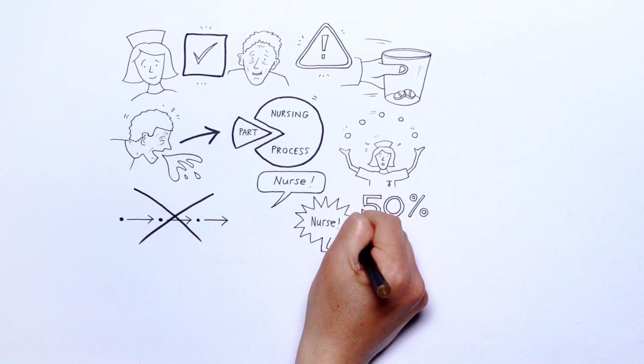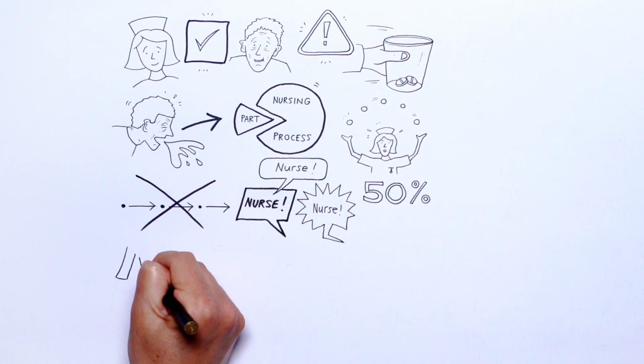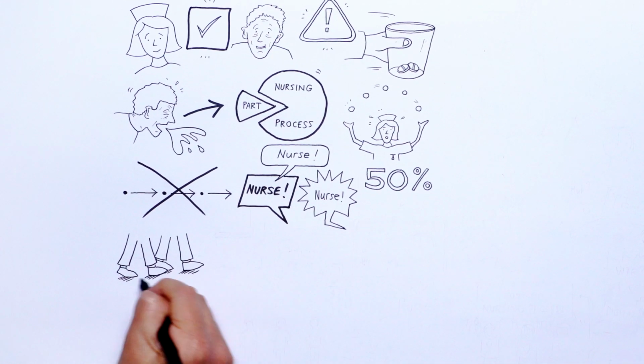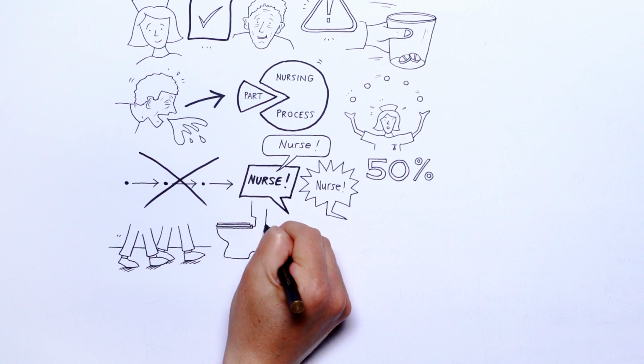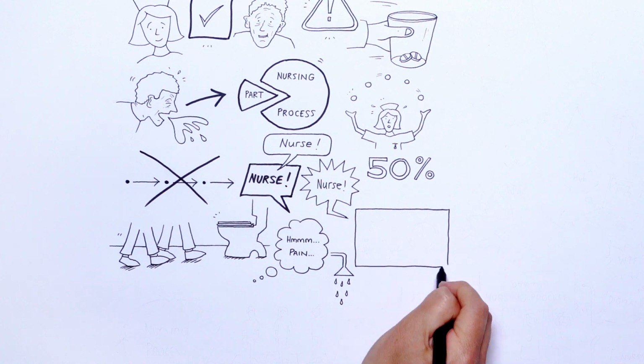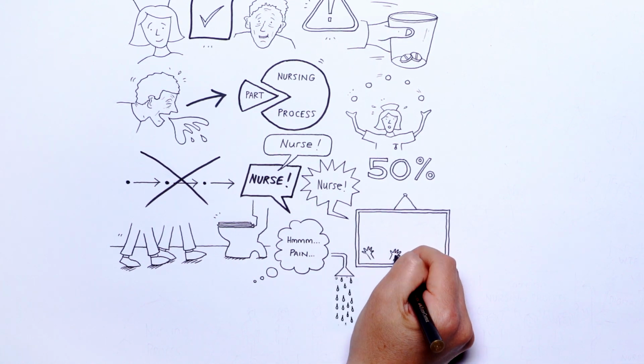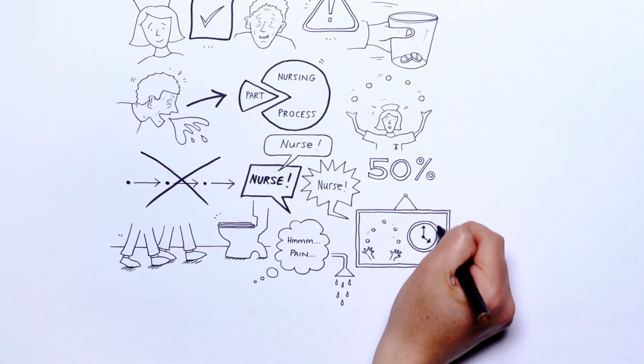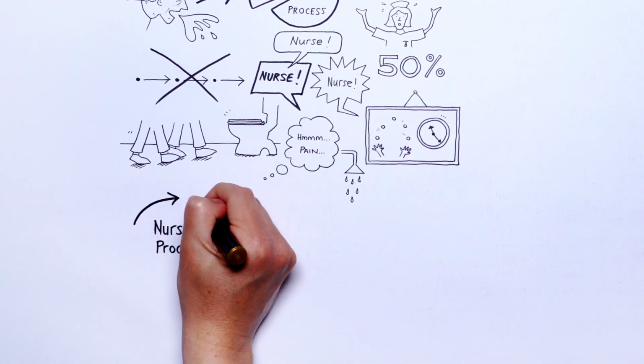Nurses do not and will not work in linear ways. They multitask and are often interrupted. For example, they may be educating their patient while they're walking them to the toilet. And they may be assessing their patient's pain while they're helping them in the shower. So you get the picture. Nurses multitask all the time.